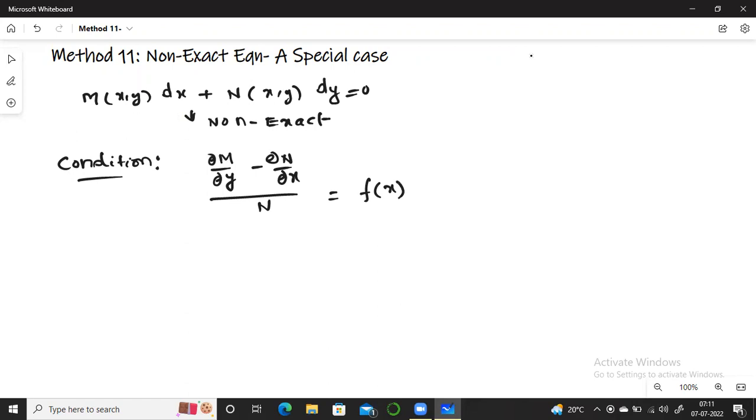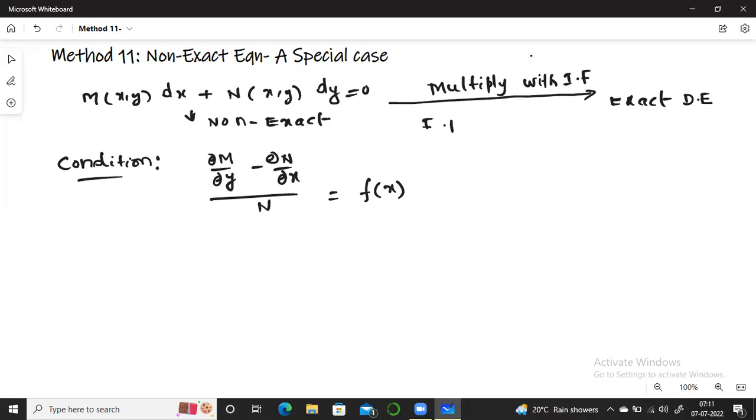In that case, your non-exact equation can be converted into an exact differential equation. How? You have to multiply with an integrating factor. So what is that integrating factor? You got a function in terms of x only, f(x), so you multiply with e to the power integration of f(x) dx.